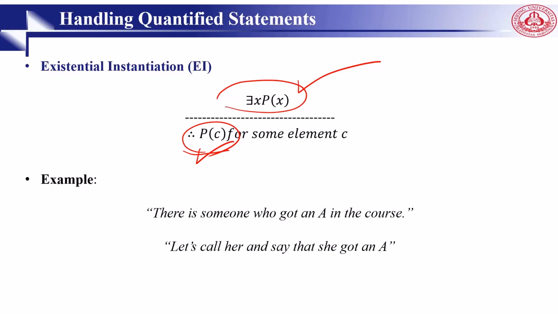The example says there is someone who got an A in this course. Let's call her by a name and say that she got an A. For a specific person, not all. There exists means we can say, in other words: there is no one who got an A, false. There is one who got an A, true. All got an A, false, right?